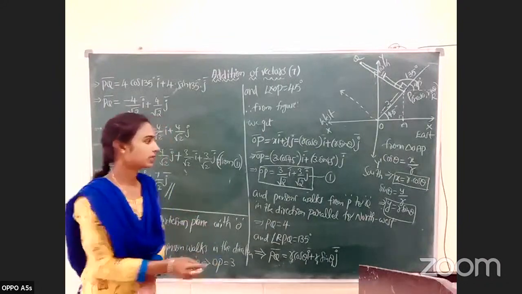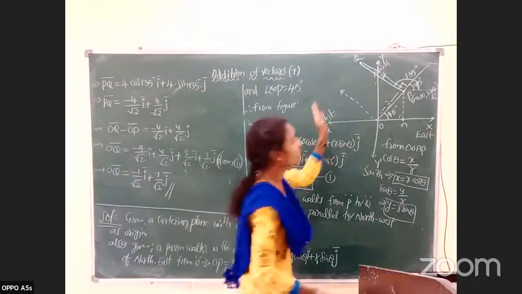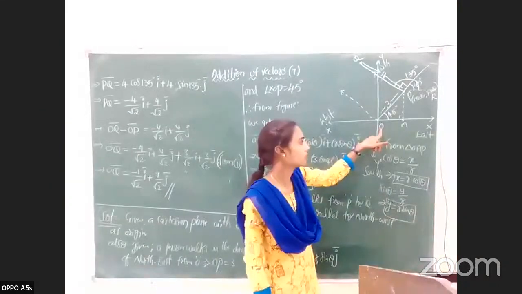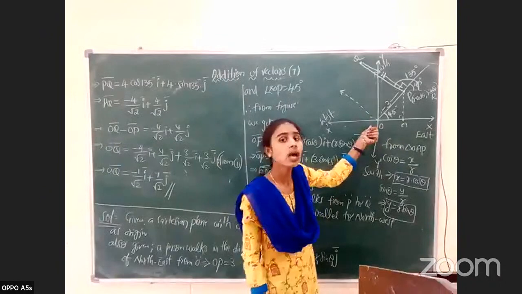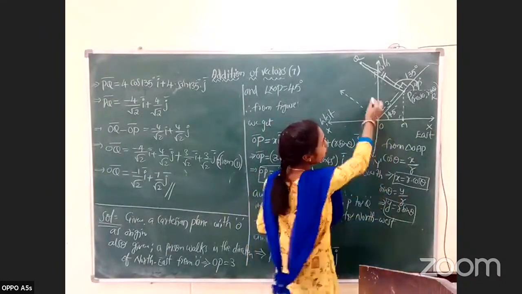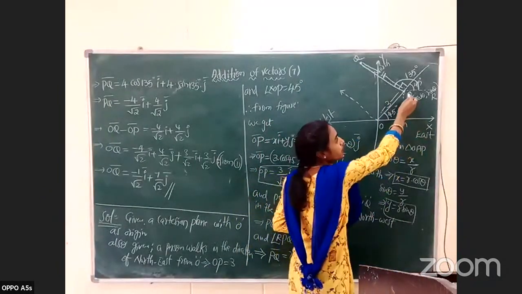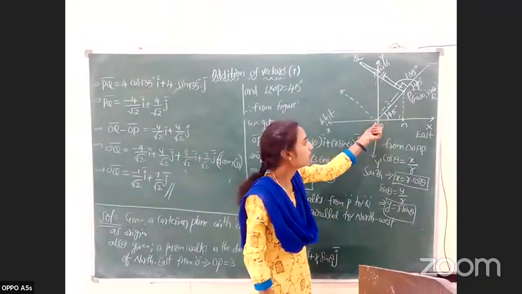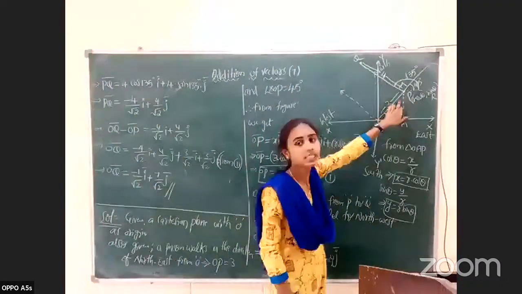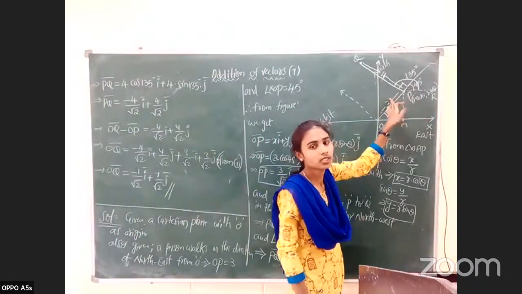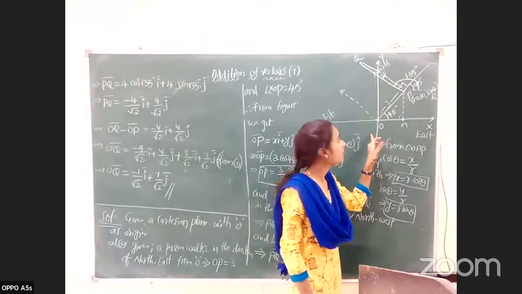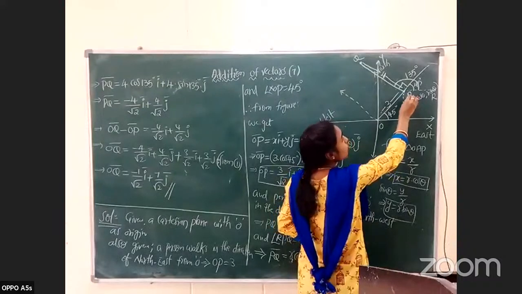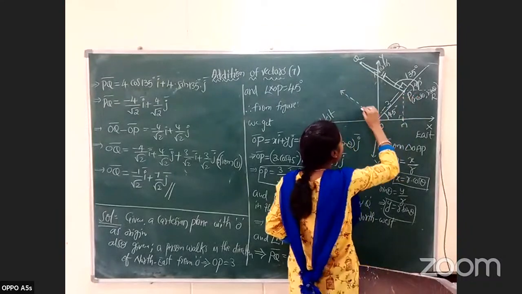Let's see, once again I will explain this problem. They give a Cartesian plane with O as origin, and a person starts at O and walks in the direction of north to east, reaches the point P, which is at a distance of 3 from O. He walks this distance in this direction and reaches point P, which is at a distance of 3 from the origin.